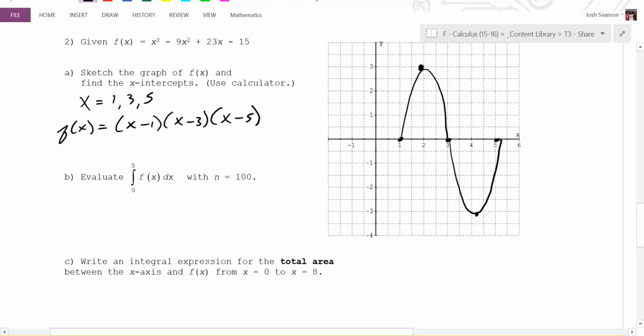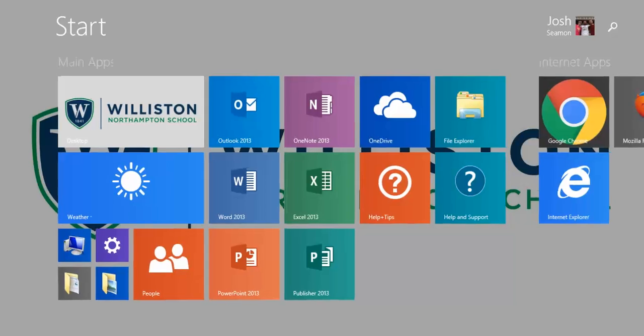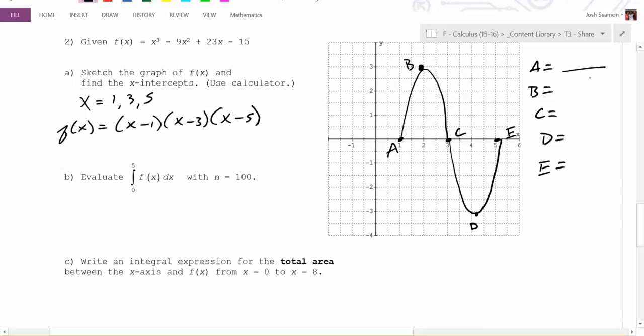A great way to label graphs like this, everybody, is to label the points A, B, C, D, and E, and then label each of them. We've done this before. Do you remember that vaguely? That's helpful. So now you need to evaluate from 0 to 5.